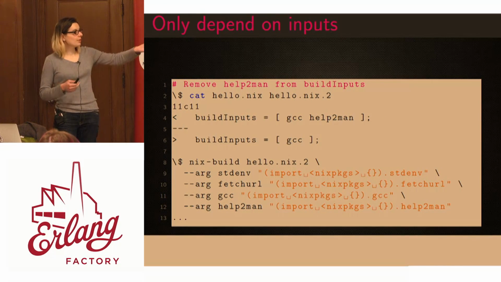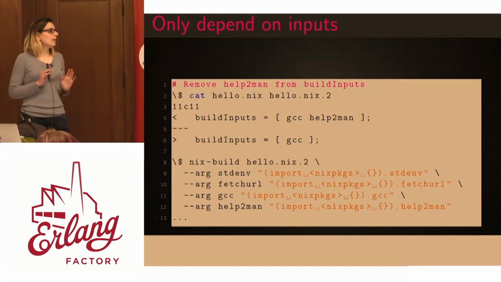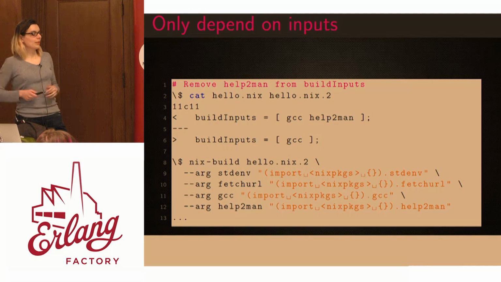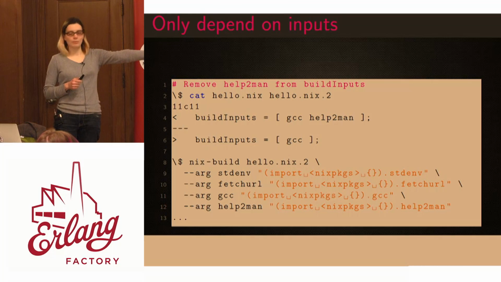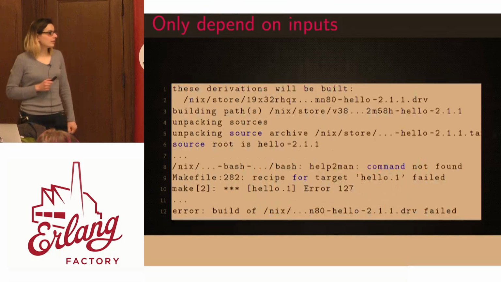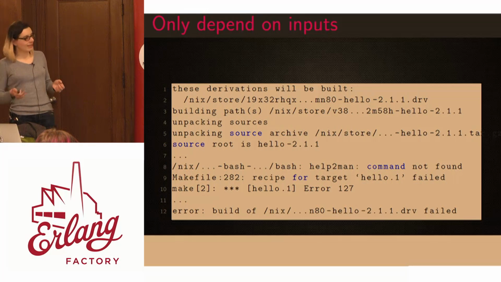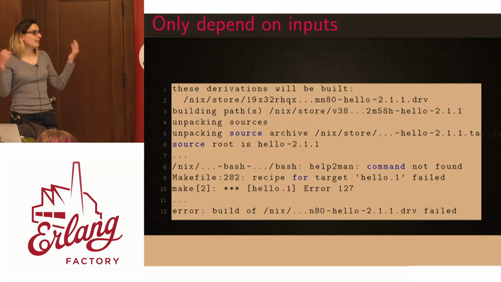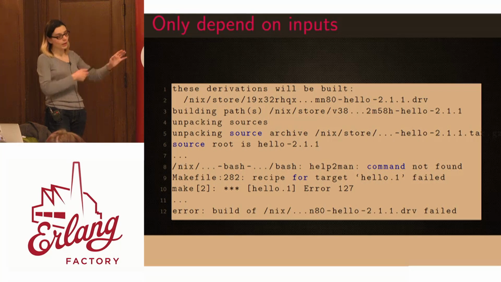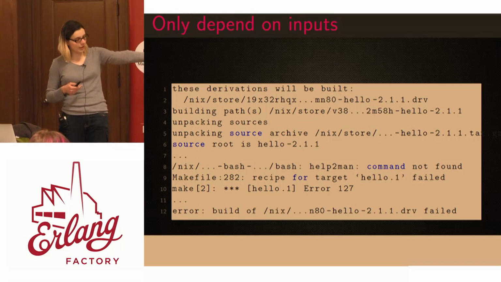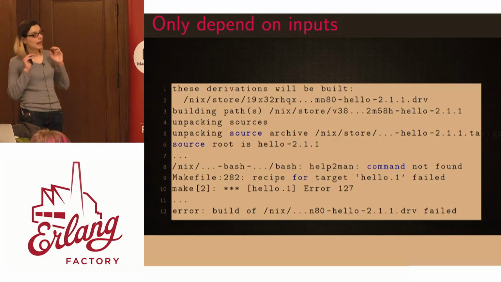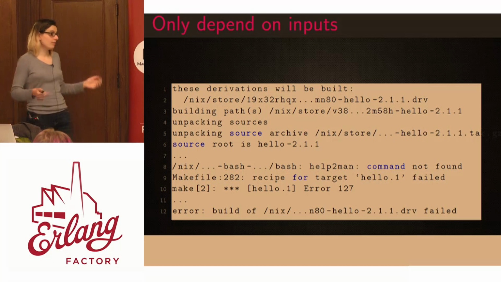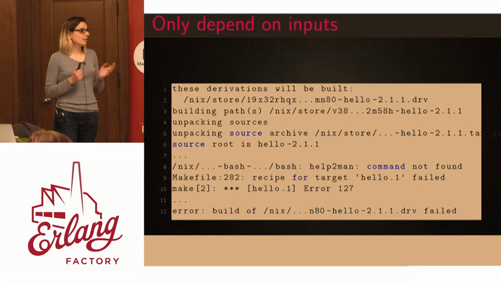So what if we removed it from the build inputs? Well, we can run the Nix build command, and we even pass in help to man, right? But after a little while, it's actually going to fail, right? And this is also what we expect. We only have the derivation path that's actually written to. We don't have an actual Nix path because it failed, right? So this is kind of what we expect.